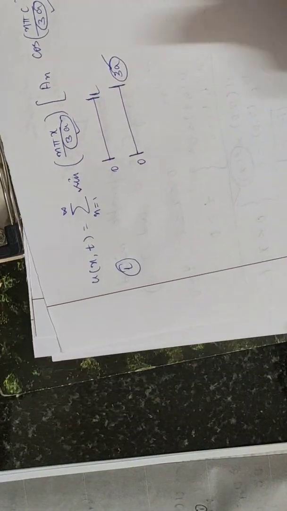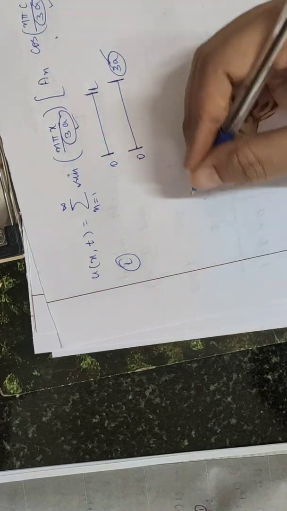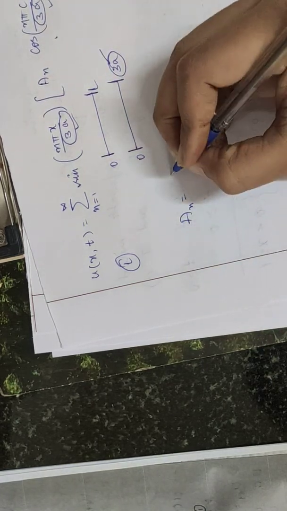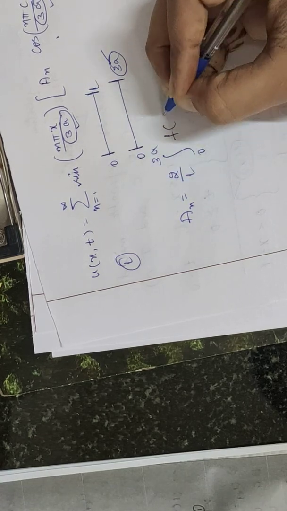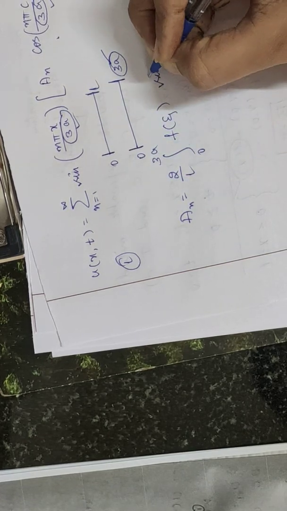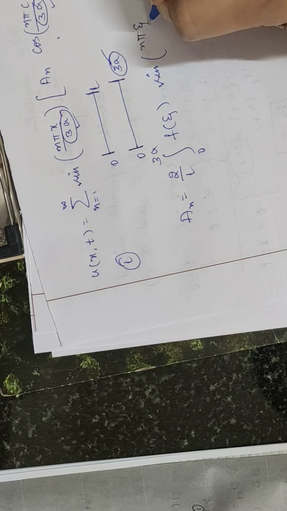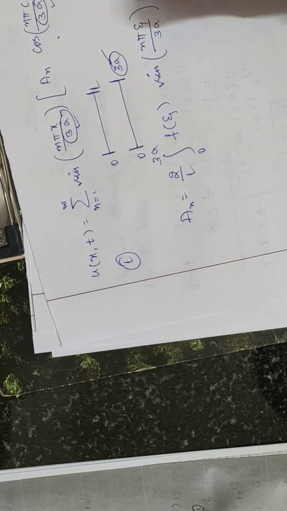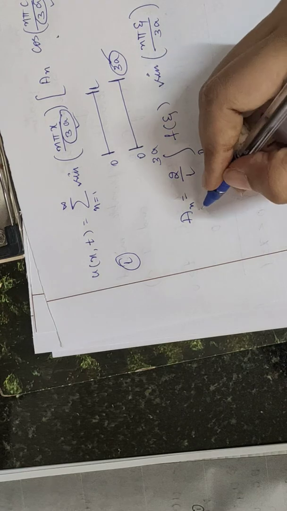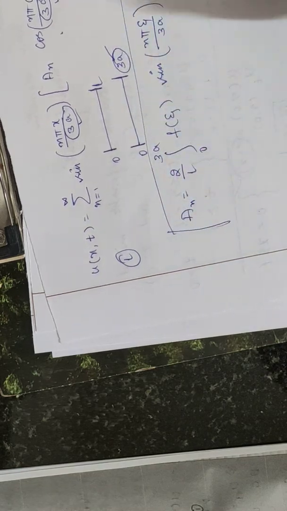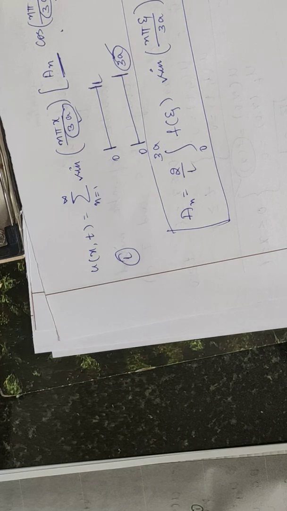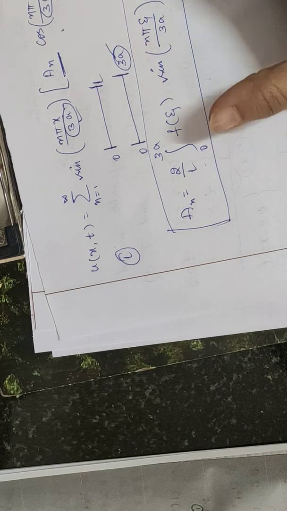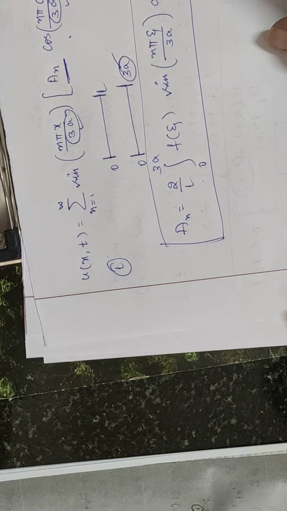Let's solve this further. From this equation we can say that an is equal to 2 by L integral 0 to 3a f of xi sin n pi xi by 3a d xi. Why am I writing it this way? Because here we know that an is a half range sine series. From that, the value of an will be in this form.